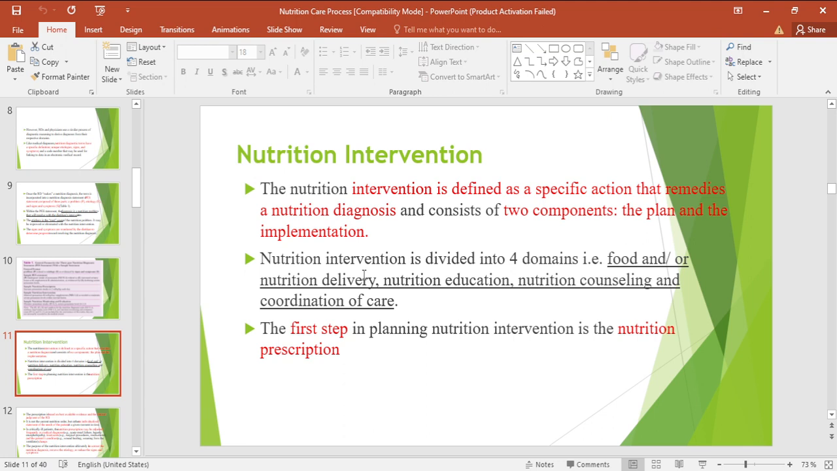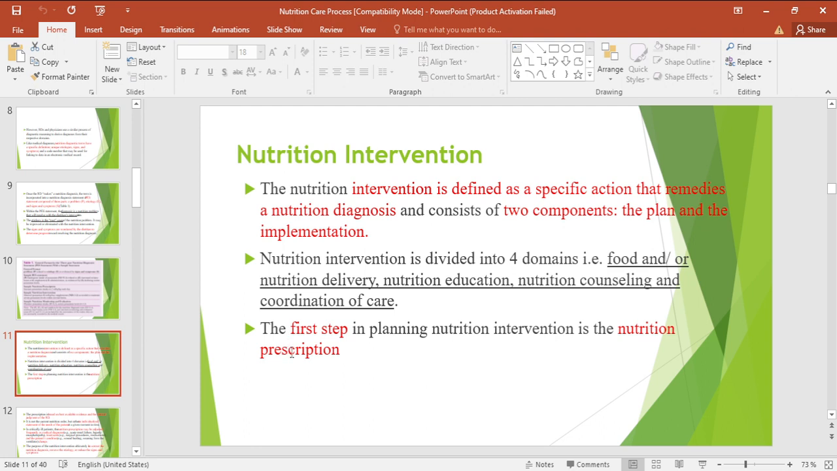So your nutrition intervention is defined as a specific action that remedies a nutrition diagnosis and consists of two components, the plan and the implementation. The intervention is divided into four main domains. One is the food or nutrition delivery. The kind of foods you're going to prescribe for this patient. What are they suffering from? And what kind of foods are they going to consume?